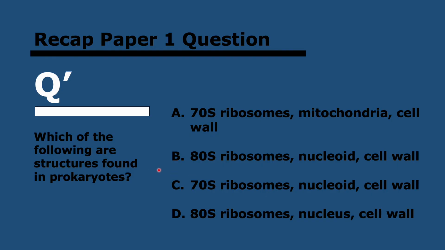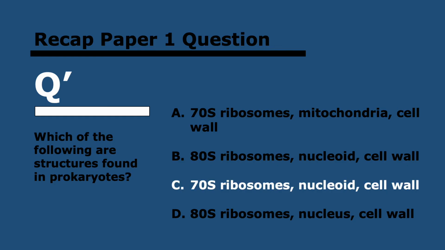Let's do a question. This is a style Paper 1 question, and it's: which of the following are structures found in prokaryotes? Again, pause now. I will give the answer in 1 second. So the answer is C. 70S ribosomes, nucleoid, cell wall.